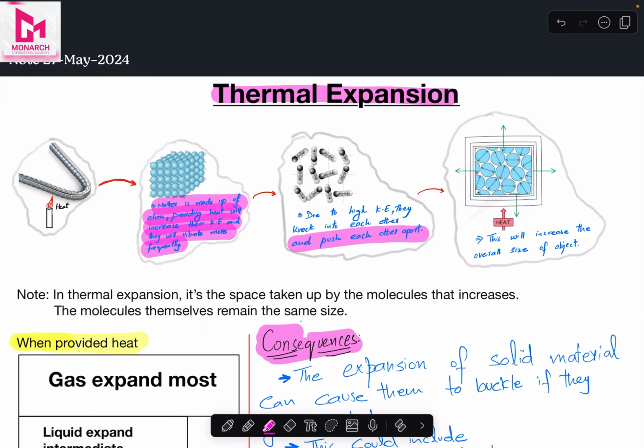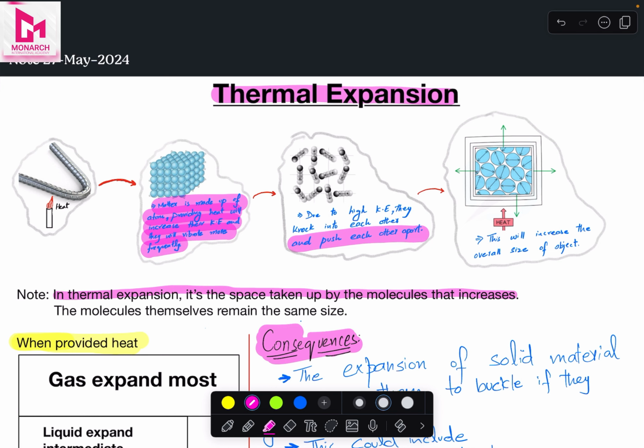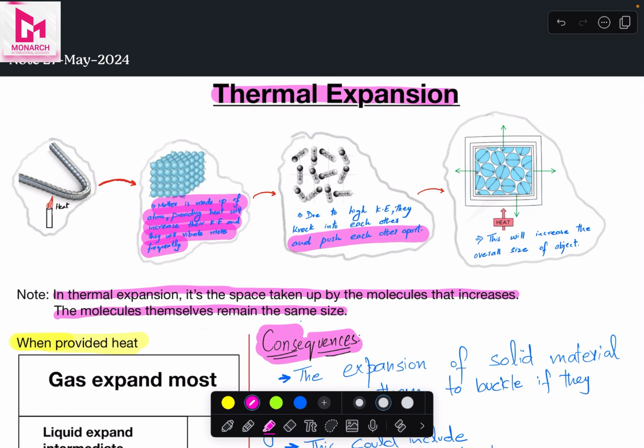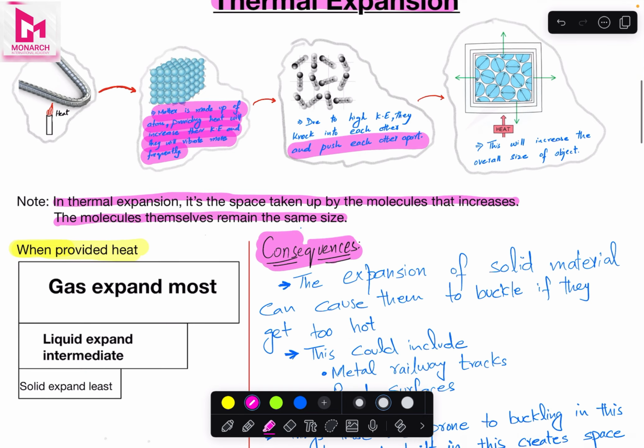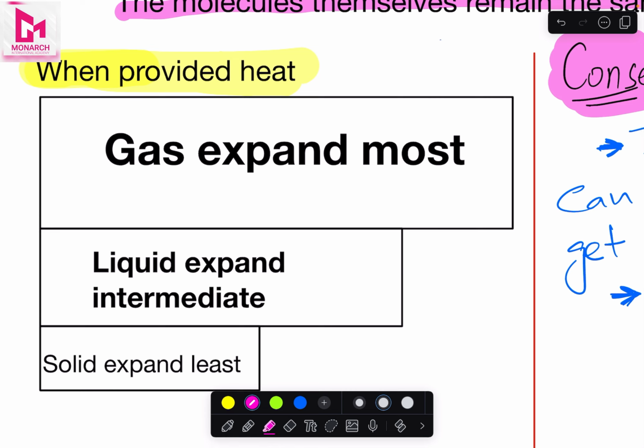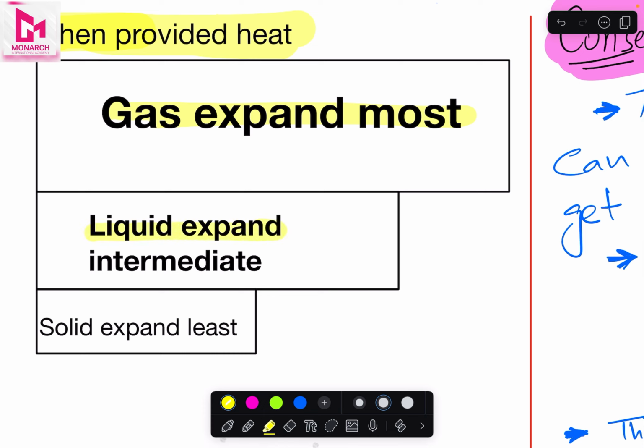What we have to consider is that in thermal expansion, it's the space between the molecules that increases. The molecules themselves remain the same. The size of the molecule is not going to change. Okay, so when we draw a comparison for solid, liquid and gas, the gases expand the most, then liquids are intermediate, and solids expand the least.